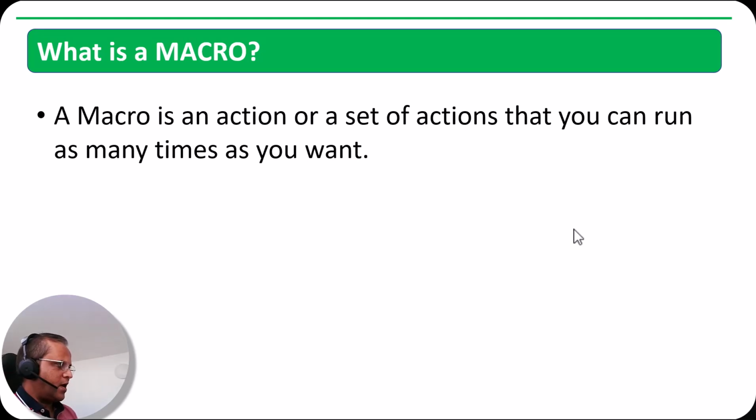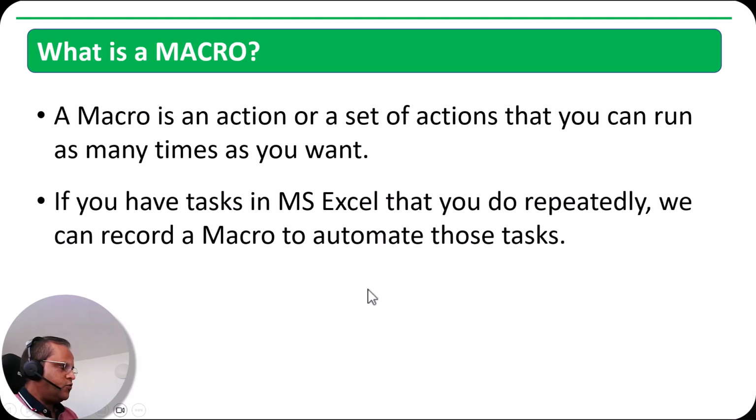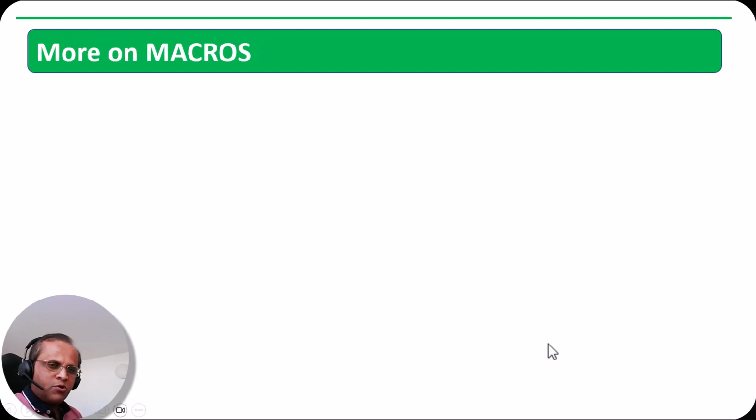Here it says that a macro is an action or a set of actions that you can run as many times as you want. Normally we try to record the macro with many actions or many steps, and then we run that macro as many times as we want. Then it says if you have tasks in MS Excel that you do repeatedly, you can record a macro to automate those tasks. That is what I said earlier: whenever you have a repetitive task that you do every month, every week or every fortnight, you can record a macro and automate those tasks. Now we'll see more about macros.